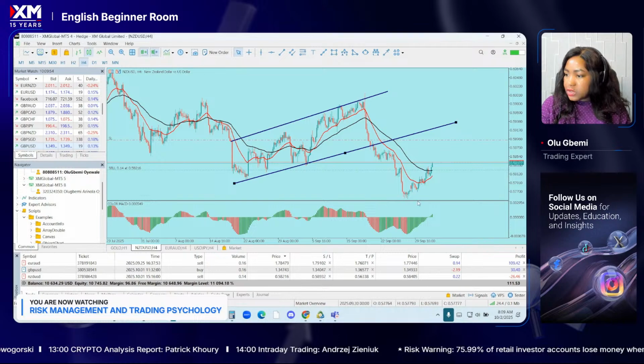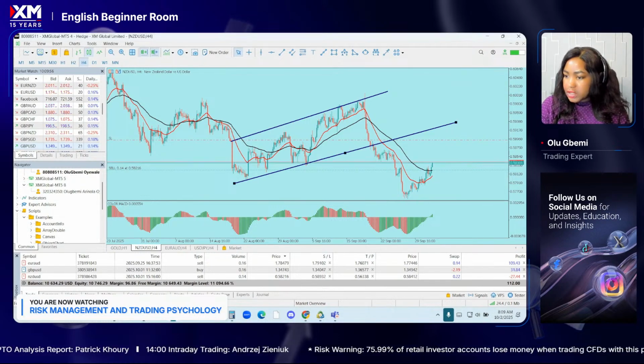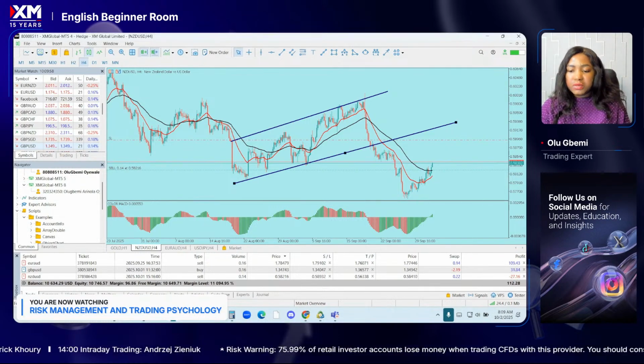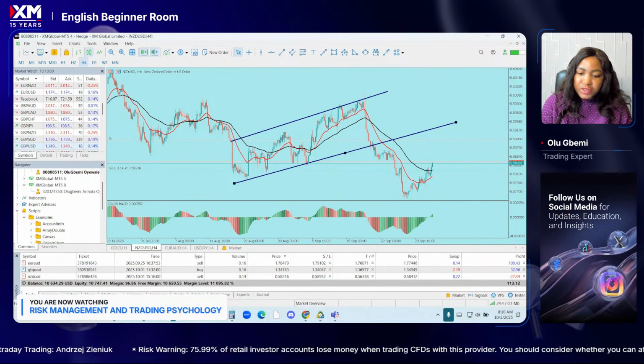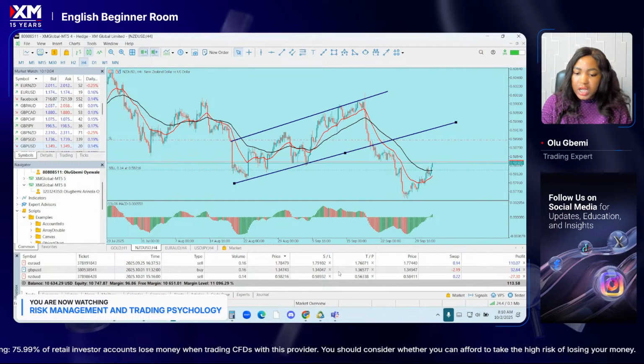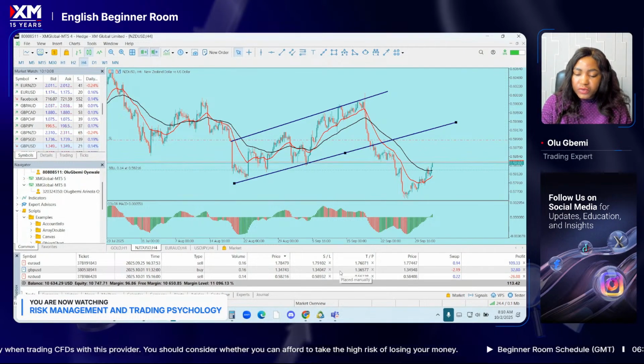So these are the three trades I have ongoing at the moment. Now let's move into the important topic of the day. If you notice, you would see that for all the three trades, I have my stop loss and my take profit for all of them.